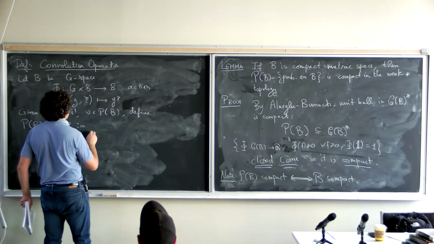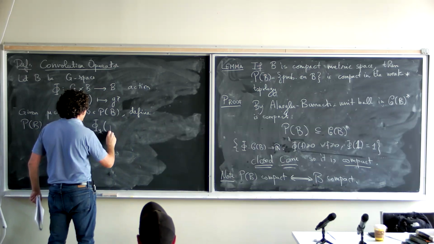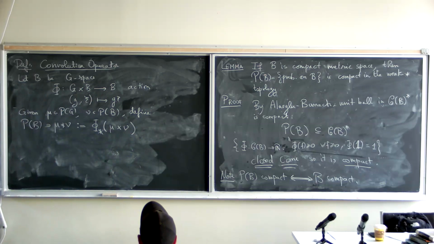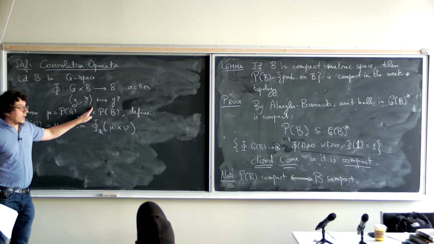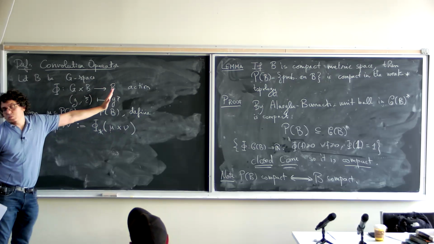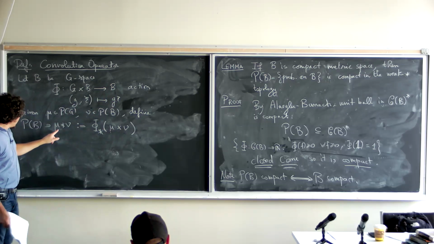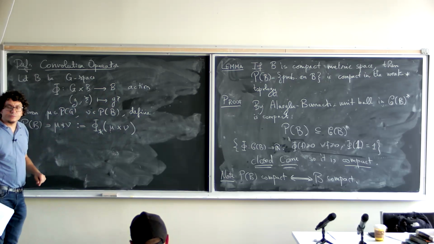If you want to be formal, you define it as the push forward of the product measure. So you have mu times nu, which is just a product measure. And then we push it forward by the group action. We'll get a new measure on the boundary. And we call this the convolution of mu and nu.